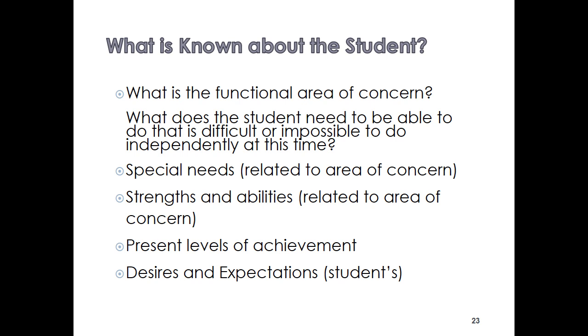So, what is known about the student? The functional areas of concern. What does the student need to be able to do? What is really difficult or impossible for that student to do independently? What are some of the special needs or related concerns? What are some of the accommodations that need to be made? What are some of the social emotional issues around the student?